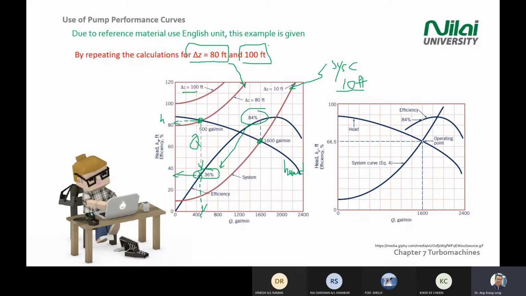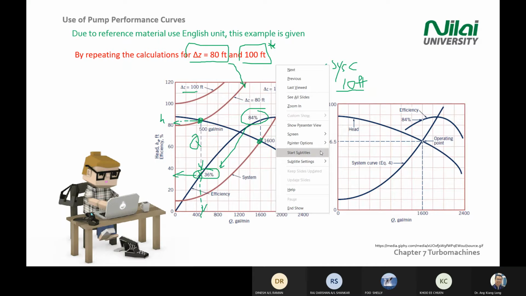Now we have solved for 10 feet and 80 feet. Another scenario is 100 feet. So what happens if you have 100 feet? Your line will go up a little bit. However, if you see the 100 feet line, this one, let me erase.